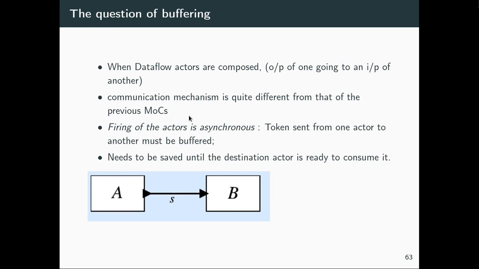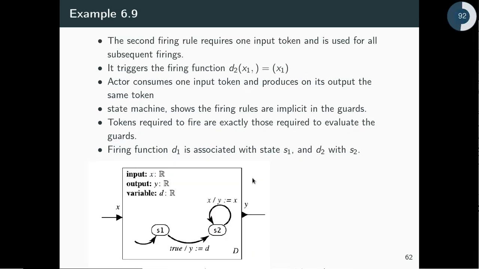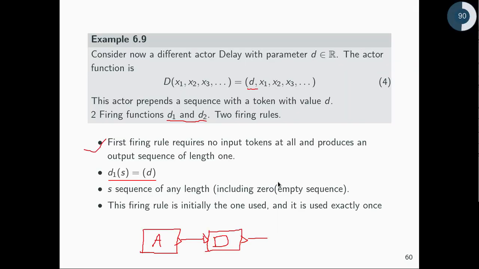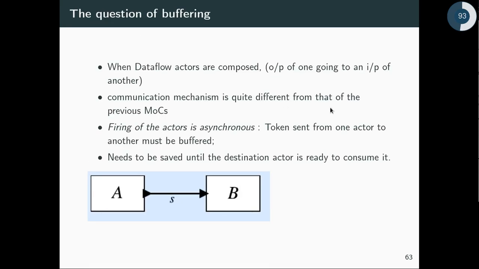The communication is quite different from previous models of computation that we have seen, especially synchronous reactive, because the firing is asynchronous and the actor is only fired when the firing rule is activated. So when the firing rule is activated, the actor needs to buffer its data so that it doesn't lose it. In the previous case of the delay actor, the value x1 that it received in the previous firing was stored in a buffer, and it produced this value x1 in the next firing. Similarly, we need a buffering mechanism where the data is saved until a particular firing rule is activated and the destination actor is ready to consume it.